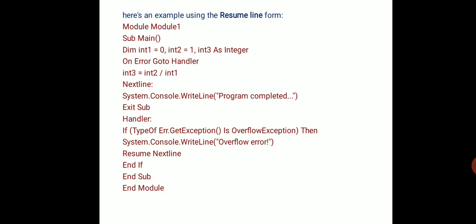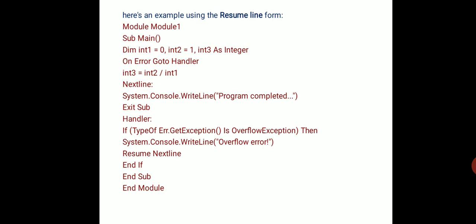So resume next line. See, on error go to handler. So what is handler here? Handler is a label here. On error go to handler, so when the error occurred, it will go to handler and print overflow error. Resume next line. The next line is system.console.writeLine, that is program completed. So the output of this program will be overflow error, program completed.